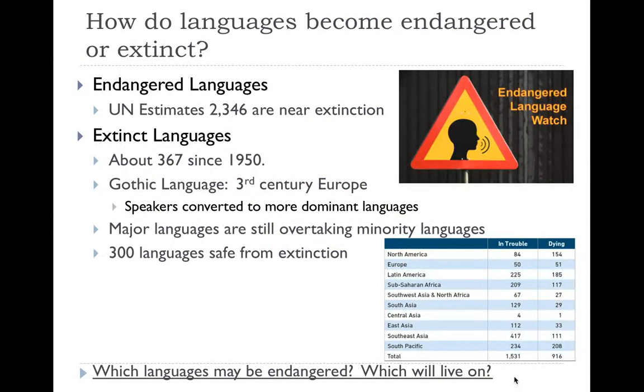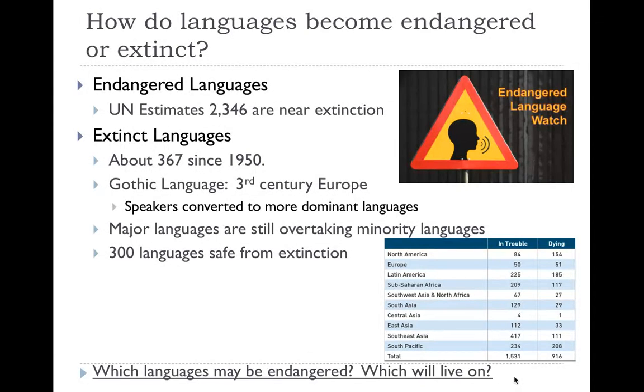So one of the last big things we have to get into, guys, is looking at how languages become endangered or extinct over time. When we talk about endangered languages, the United Nations estimates there are about 2,300 languages that are near becoming extinct. And when we talk about extinct languages, there are only about 367 that have become extinct since 1950, which is still a lot. One of the big examples here is the Gothic language in 3rd century Europe, which has since become extinct. Speakers were converted to other dominant languages over time, and major languages are still overtaking minority languages today.